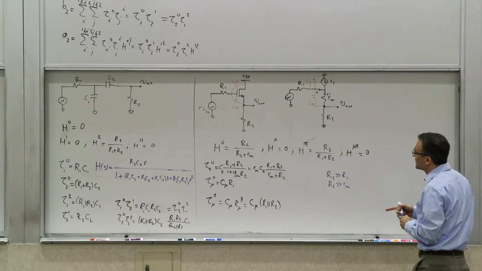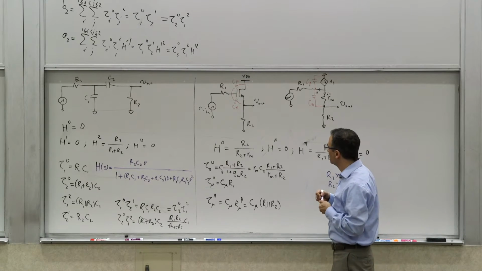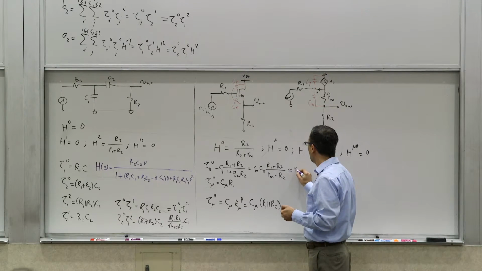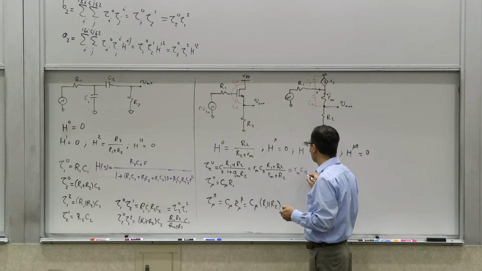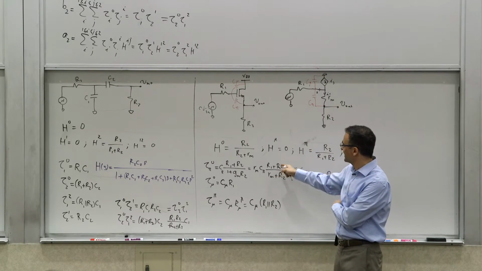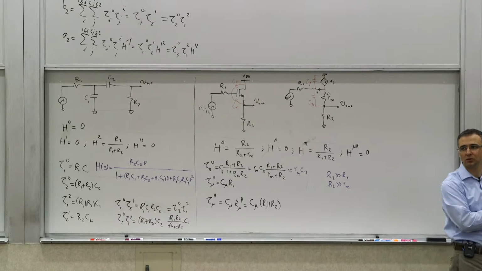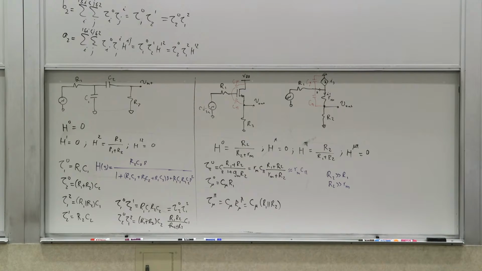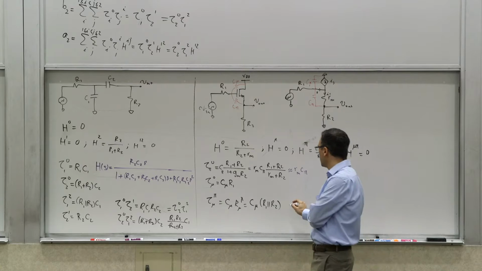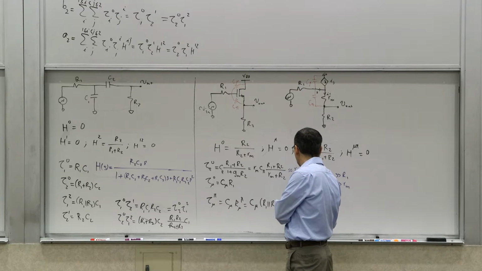If you assume that, you will see that this one, tau pi 0, roughly becomes Rm C pi, right? Because this kind of becomes 1, because R2 is dominating. And in this combination, you will get roughly R1 C mu.